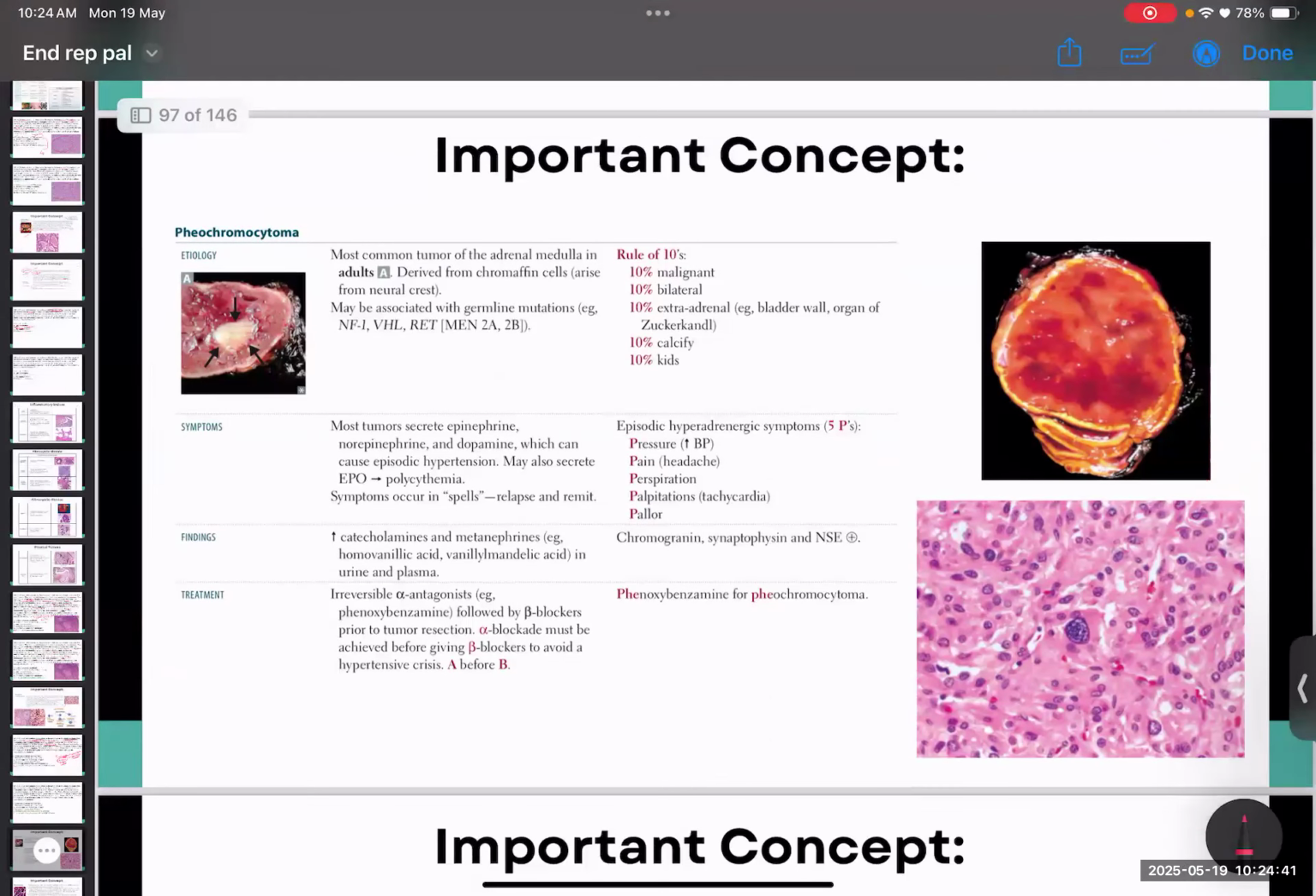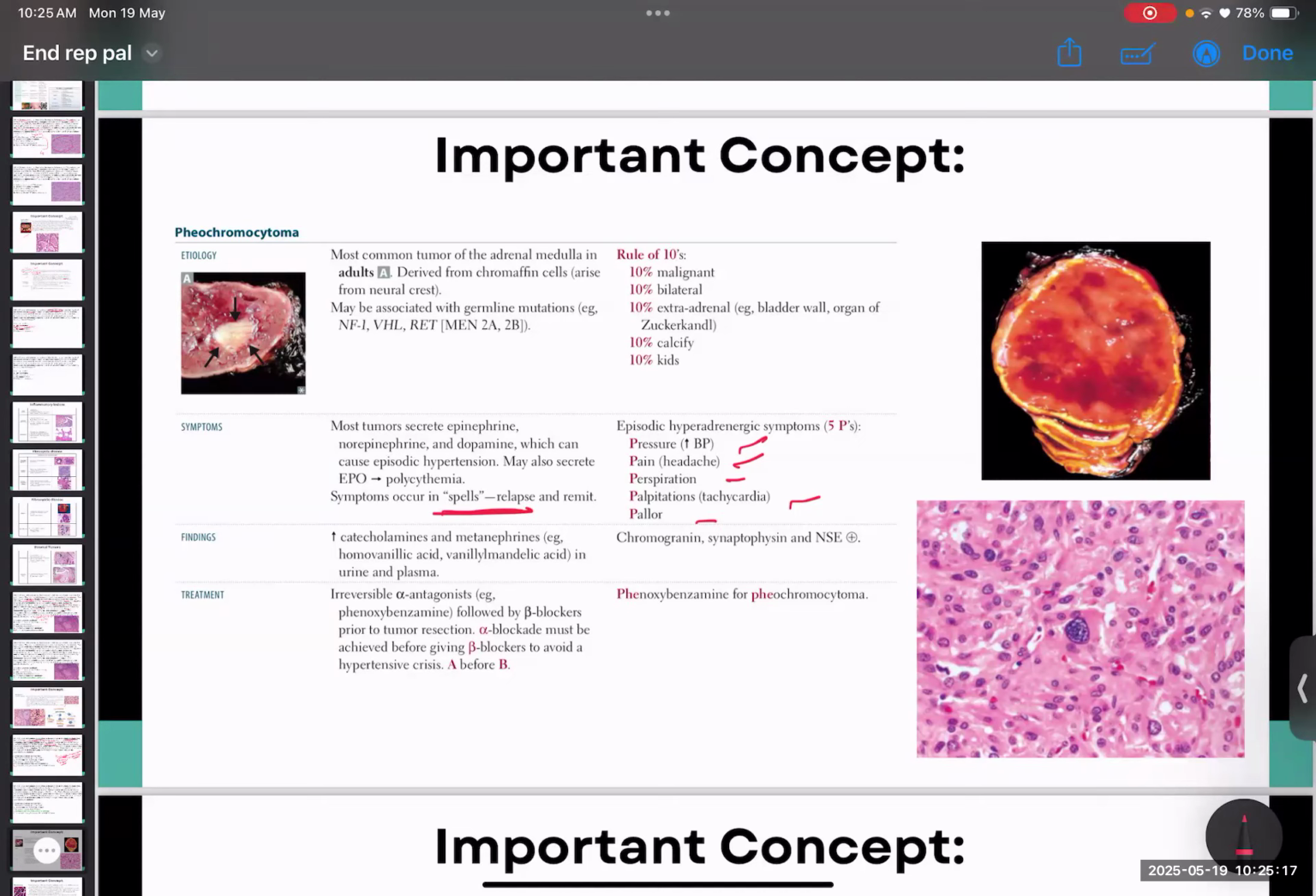So pheochromocytomas are most commonly associated with MEN syndromes. They're usually tumors of the adrenal medulla in adults, and they're mostly coming from the neural crest cells, which give rise to chromaffin cells. This isn't really as important. Don't use this to diagnose someone with pheochromocytomas. Symptoms would be high blood pressure, headache, sweating, just like our patient had, tachycardia, pallor, all of these, and they usually occur in spells, so they relapse and remit.